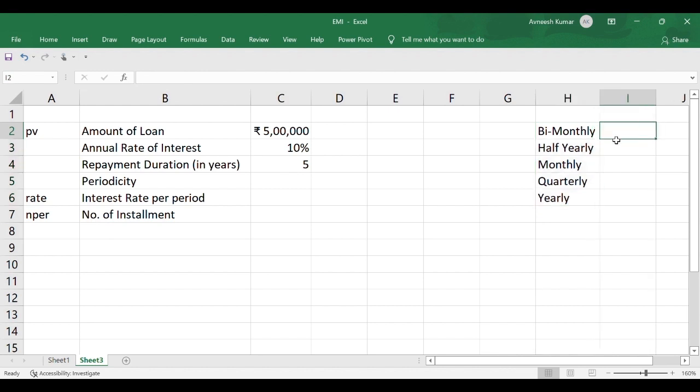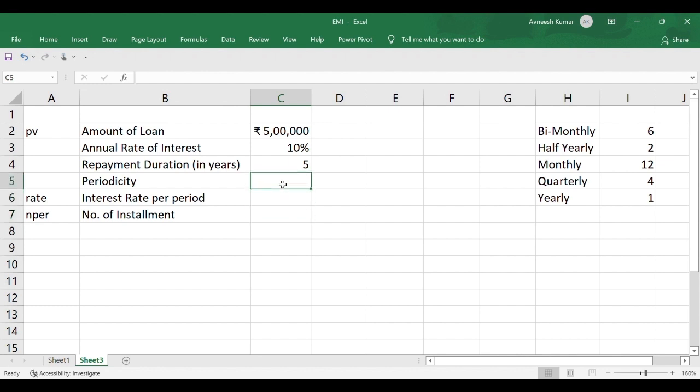And in bi-monthly, if we are paying it bi-monthly means every 2 months we are paying, then there would be 6 installments in a year. If you are paying half yearly, then there would be just 2 installments. In case of monthly, we'll be having 12 installments. In quarterly, we'll be having 4 installments, and in yearly we just have 1 installment in a year. So one thing here I want that for periodicity, here I want a drop down list of these 5, and then this factor 6, 2, 12, 4, and 1 would be used to get total number of installments as well as the interest rate per period calculations.